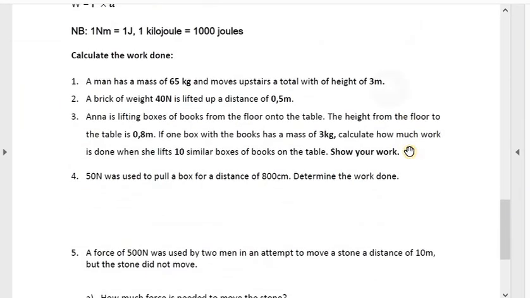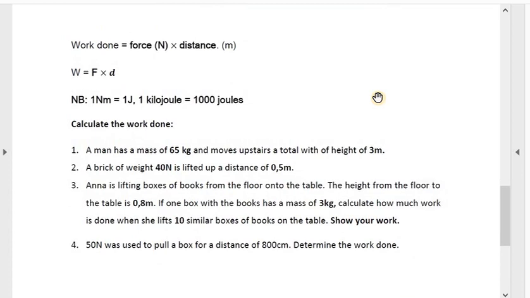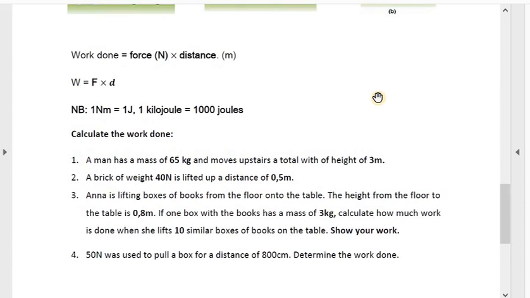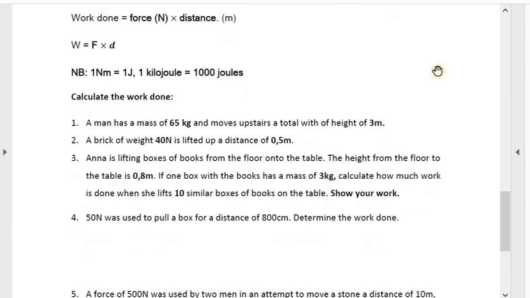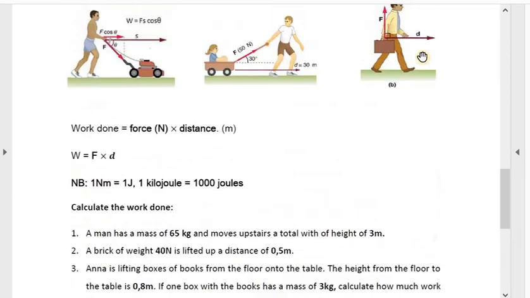Okay, so let's carry out the calculations. Just change the mass to newtons, multiplied by distance, 65 multiplied by 3. What is 65 multiplied by 3? 60 times 3 is 180. 5 times 3 is 15. That gives you 195 Newton meters, or 195 joules. That will be your answer for question number 1.